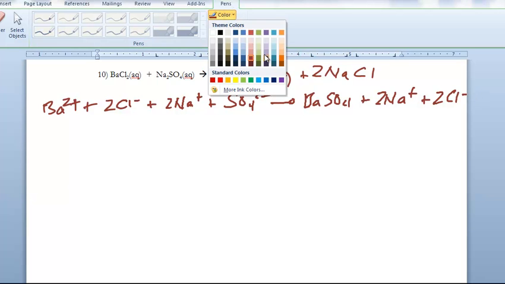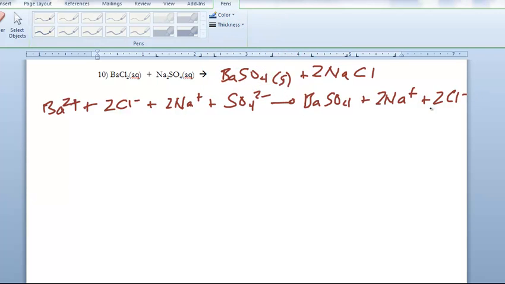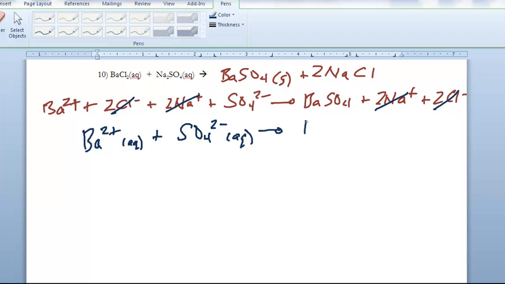All right. Let's cancel some things out. All right, we can cancel out the 2 chlorides and the 2 sodiums, and that leaves us with barium 2 plus in aqueous solution reacts with sulfate 2 minus in aqueous solution, and these two combine.